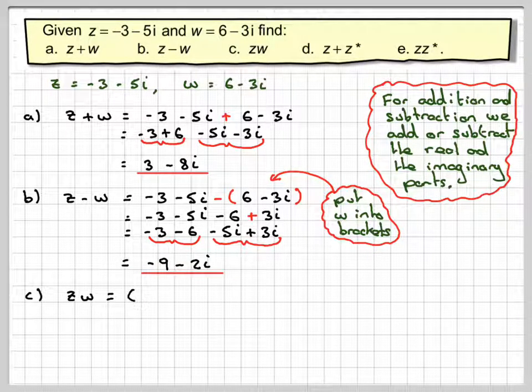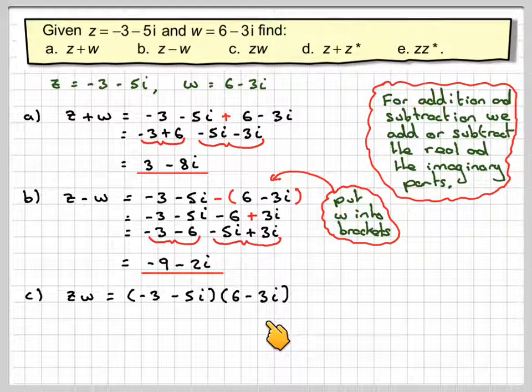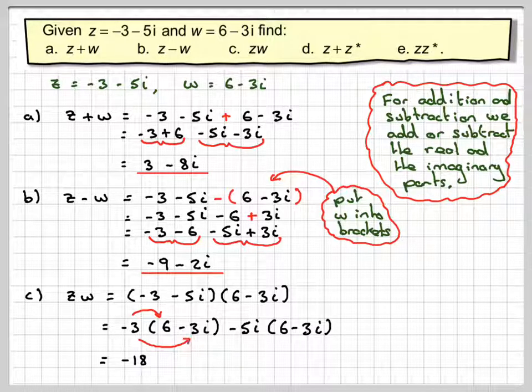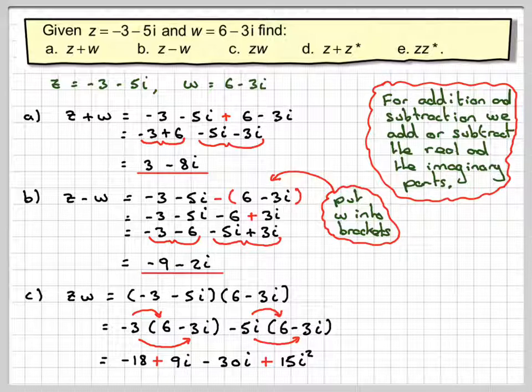Multiplying, it's like multiplying out brackets. When you've got two brackets, we've got minus 3 minus 5i and 6 minus 3i, so you're going to do minus 3 times 6 minus 3i, and then minus 5i times 6 minus 3i. Then expanding, minus 3 times 6 gets minus 18, minus 3 times minus 3i gives you plus 9i, and then minus 5i times 6 is going to give you minus 30i, and then minus 5i times minus 3i is going to give you plus 15i squared.